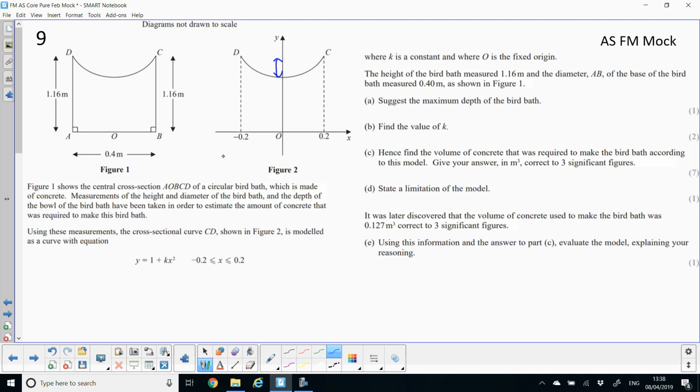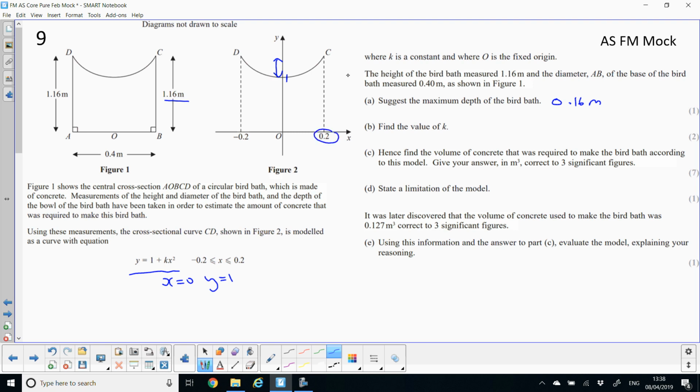So then you have a look through all the information. Here we've got the curve that this is going to be modelled by, and you can see from this curve that when x equals 0, y equals 1, which means that point there is going to be 1. Then if you look at this diagram we've got the maximum height, which means the bird bath should be 0.16 metres deep. Then they want us to find k, so there must be some information in here that we can use. Well, let's have a look.